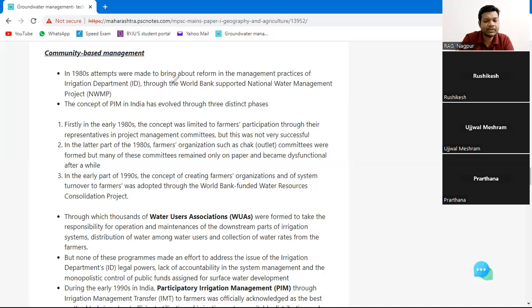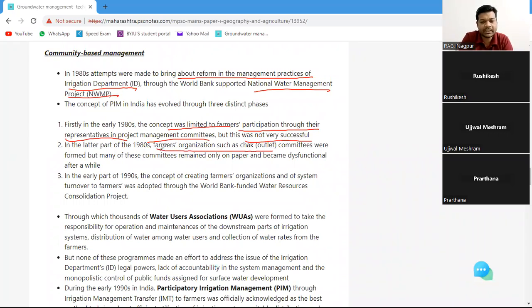In 1980, attempts were made to bring about reform in the management practices of the irrigation department through the World Bank supported National Water Management Project. It has three distinct phases. The concept was limited to farmers' participation through their representatives in project management committees, but it was not successful. Obviously, these kinds of committees are never successful. Later, farmers' organizations such as Chuck committees were formed, but many of these remained only on paper and became dysfunctional.